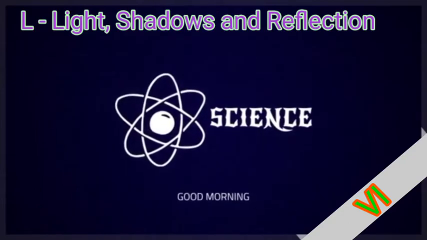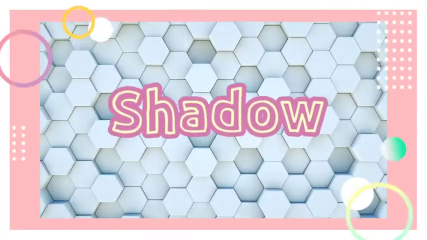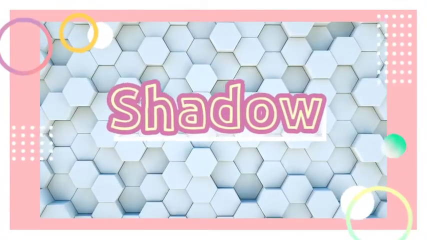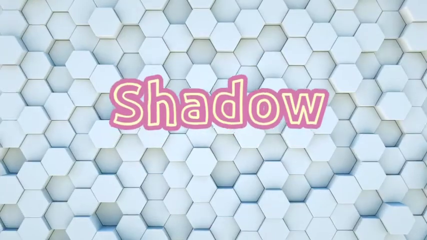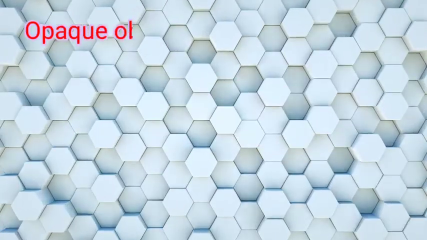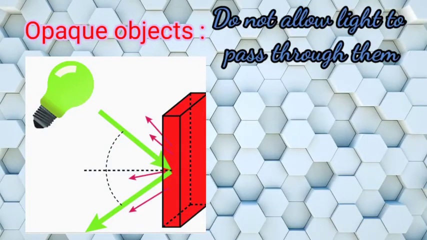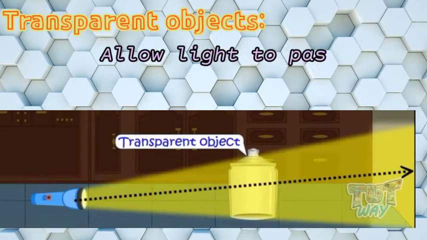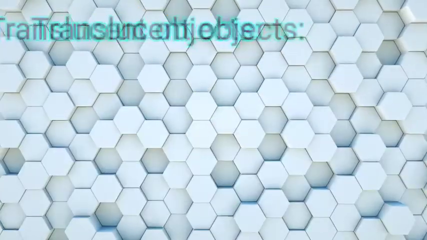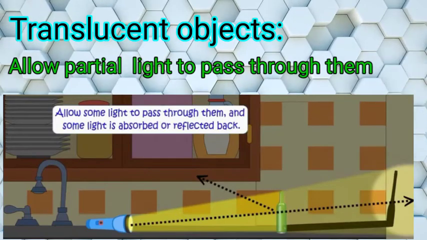Good morning, students. Today we will understand about shadow. Do you remember the concepts which we studied in our previous session? We understood that opaque objects do not allow light to pass through them. Transparent objects allow light to pass through them. Translucent objects allow partial light to pass through them.